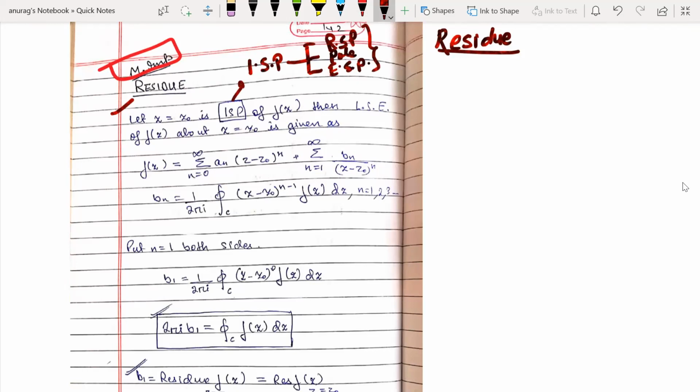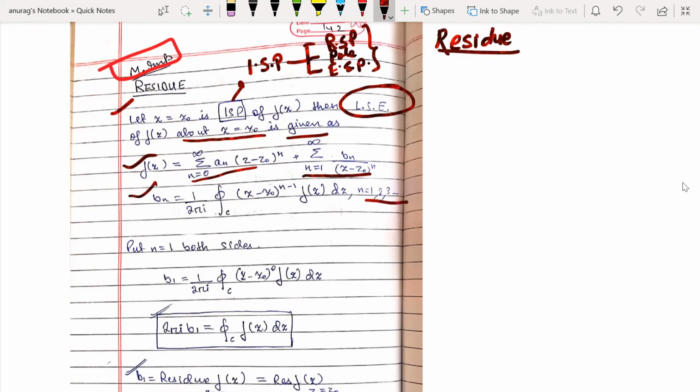Then the Laurent series expansion of f(z) about z equal to z naught can be given as I told you: sigma n equal to 0 to infinity a n (z minus z naught) to the power n plus sigma n equal to 1 to infinity b n upon (z minus z naught) to the power n, where a n and b n can be given in this form. And I told you this is called the analytic part and this is called the principal part, where b n is given as 1 upon 2 pi i closed integration f(z) upon (z minus z naught) to the power (n minus 1) dz, n equal to 1 to 3.